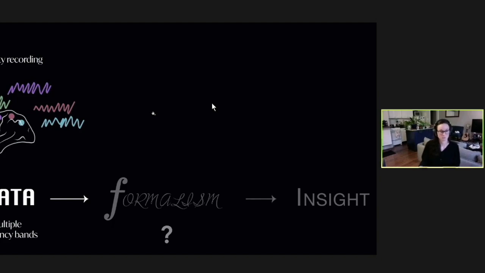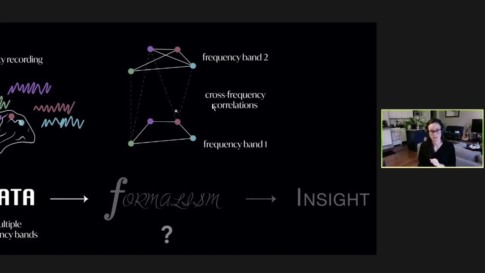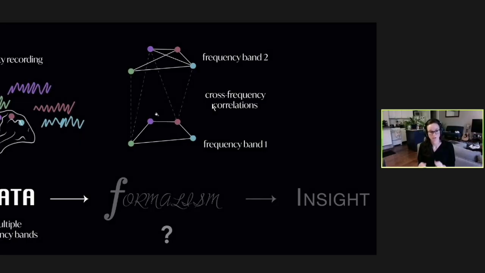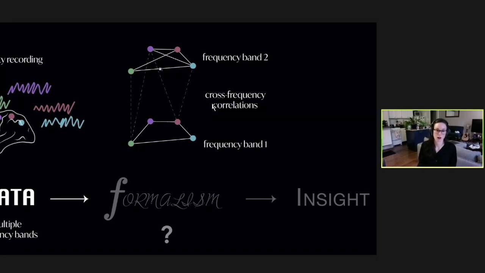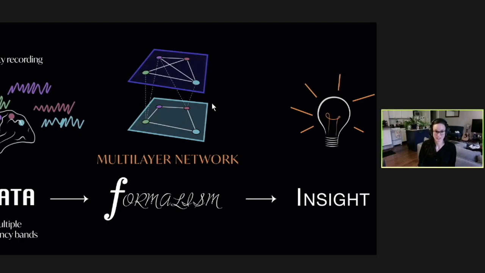Finally, we might be recording activity from different brain regions. And oftentimes, it's very important to understand how brain regions or areas interact with each other in the different frequency bands. So we could split this up by frequency bands and look at how brain regions or areas interact with each other in one particular frequency band, a second frequency band, and then any cross-frequency correlations. So all these examples need something more than one network. What they need is a formalism called a multi-layer network.